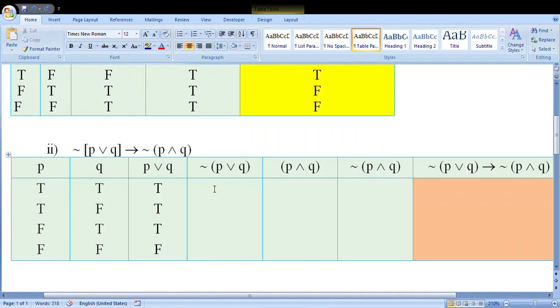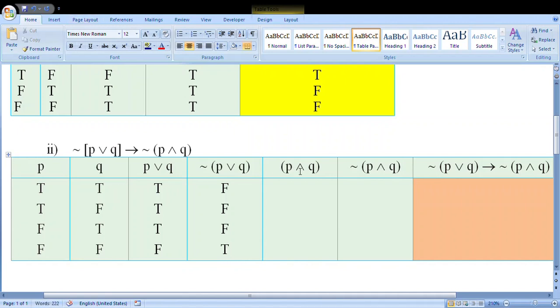Now, negation of P or Q. So we already have the column P or Q. The rule of negation states that you do the opposite. So if there is T, you have to write F. If there is F, you have to write T. This is T, so you have to write F. This is T, so you have to write F. This is T, so you have to write F. This is F, so you have to write T.